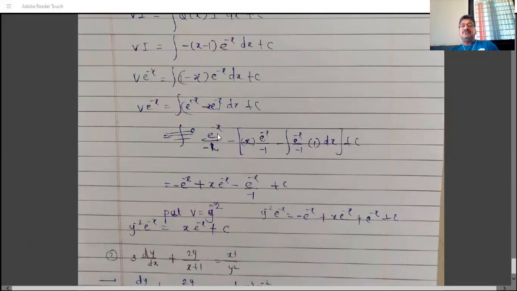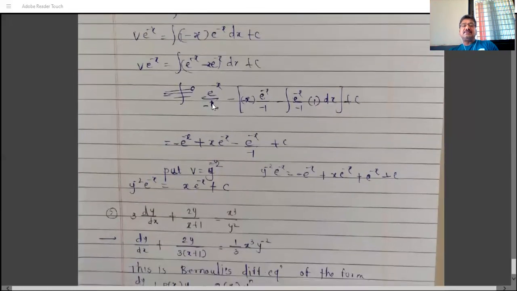The integration is by using the by parts rule. x is first, e raised to minus x is second. So write in square brackets first, that is x. It is not minus x; the minus is already outside, so don't write minus x here. Write x as first, times the integration of second, e raised to minus x, which is e raised to minus x divided by minus 1, minus the integration of the derivative of first, the derivative of x is 1, times the integration of second, e raised to minus x divided by minus 1, dx, plus constant.